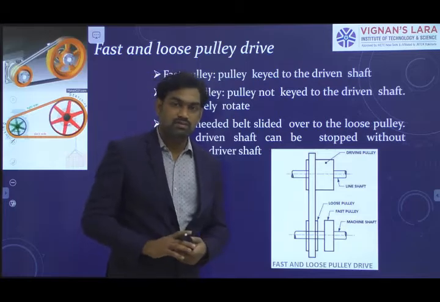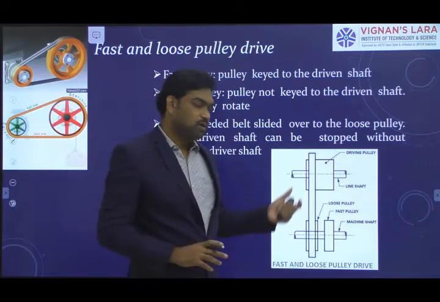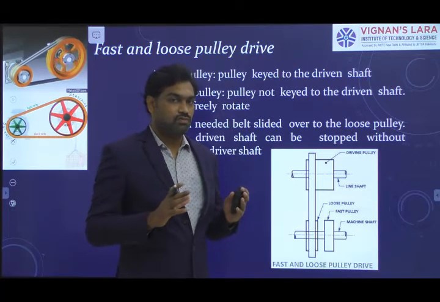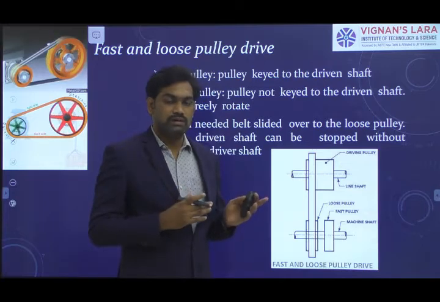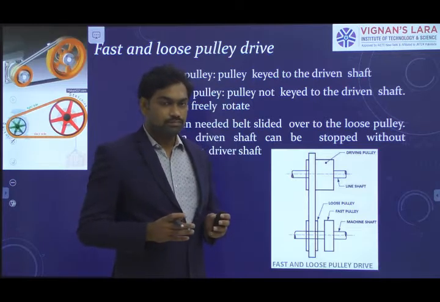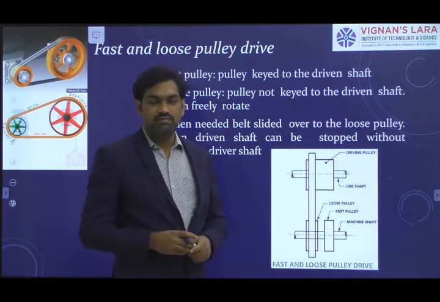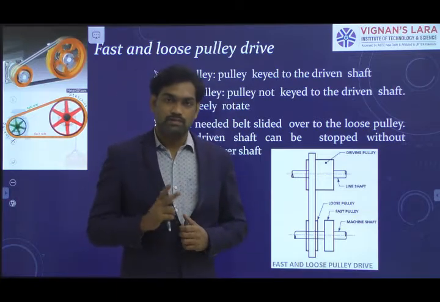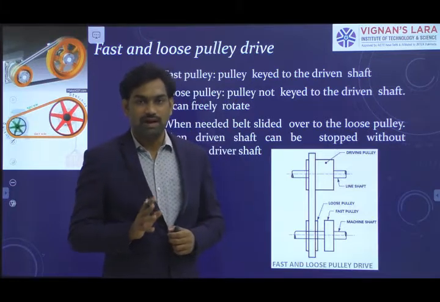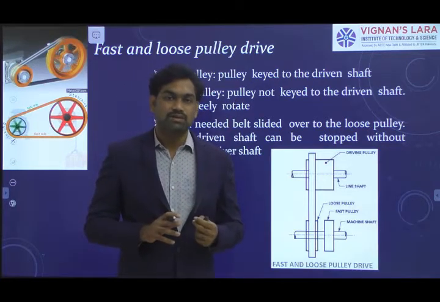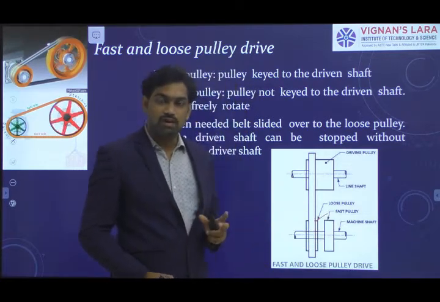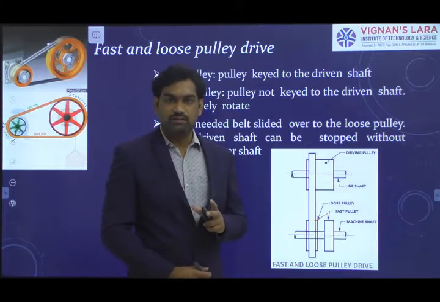Here in the fast and loose pulley drive, if you observe, on the driving member the pulley has a larger width compared to all the cases we have discussed. Coming to the driven shaft, we can place two pulleys. One pulley is rigidly keyed to the shaft, and that is the pulley we call the fast pulley. Another pulley we can place on the shaft is a free one, which is the loose pulley, that is not keyed and can simply be placed on the shaft. Clear?